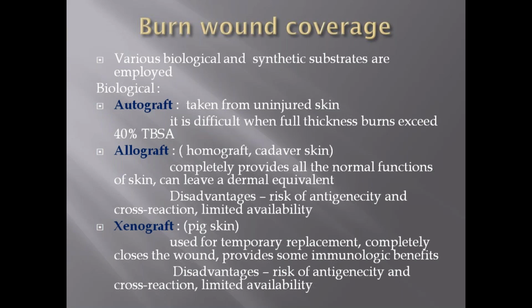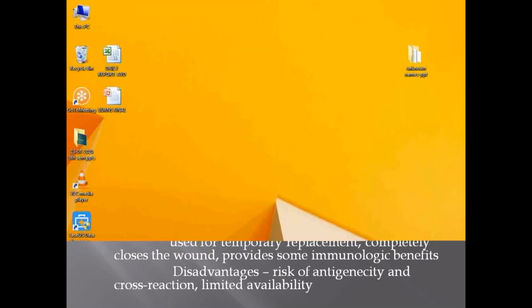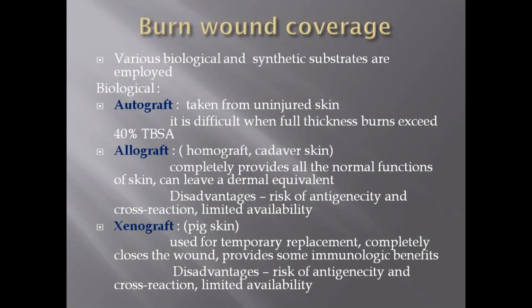Biological: autograft, allograft, xenograft. Autograft is taken from uninjured skin. It is difficult when full thickness burns exceed 40% of total body surface area. Allograft is usually taken from cadaver skin or homograft. It completely provides all the normal functions of the skin and can leave a dermal equivalent. Disadvantages are risk of antigenicity and cross reaction, and limited availability.